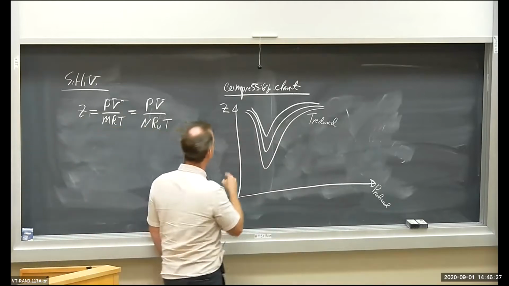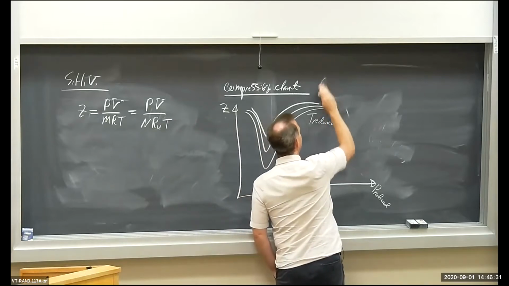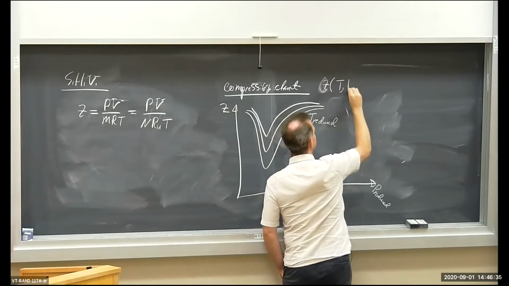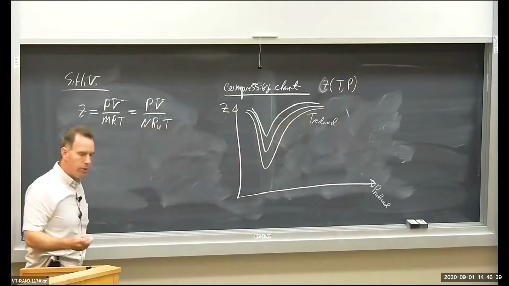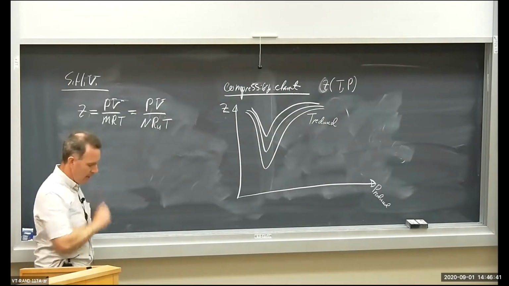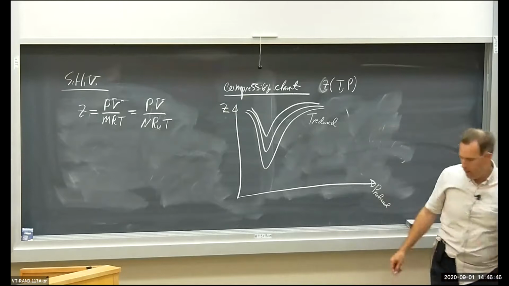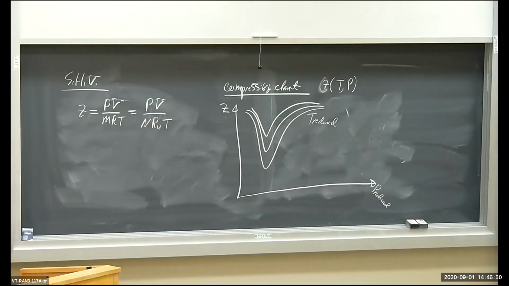But what we have here is basically Z, the compressibility factor, as a function of temperature and pressure. That's basically what this chart will give us. You give me a temperature and a pressure, and I can look up the compressibility factor Z. Now, if you go to the text here, let's have a look at the text.